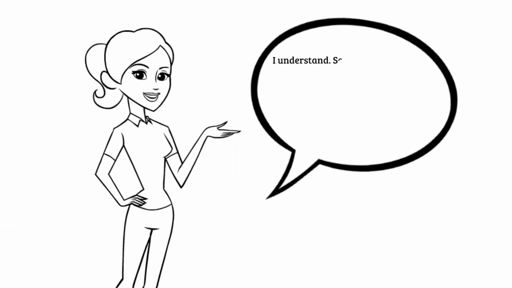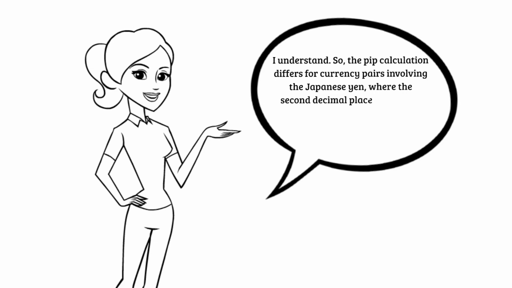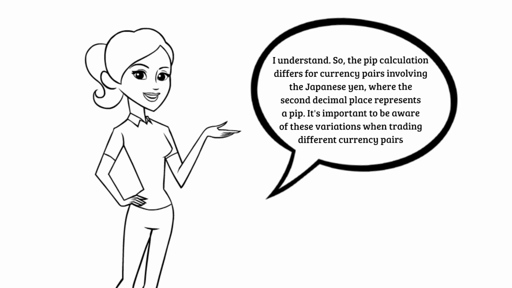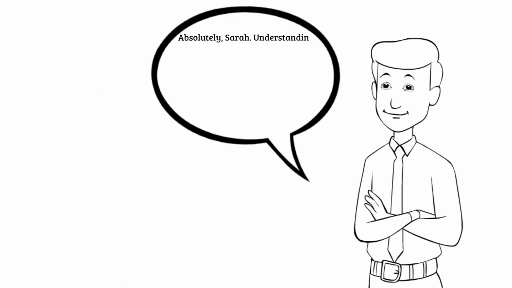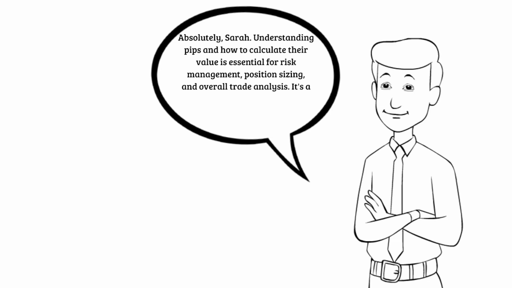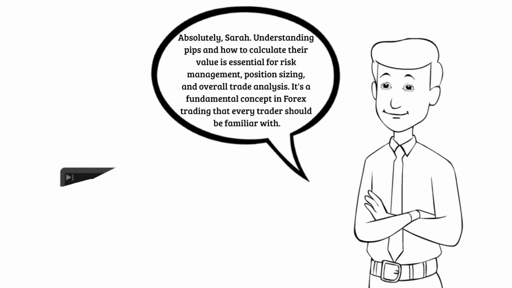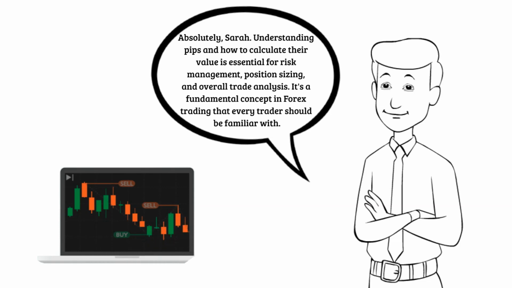I understand. So, the pip calculation differs for currency pairs involving the Japanese yen, where the second decimal place represents a pip. It's important to be aware of these variations when trading different currency pairs. Absolutely, Sarah. Understanding pips and how to calculate their value is essential for risk management, position sizing, and overall trade analysis. It's a fundamental concept in forex trading that every trader should be familiar with.